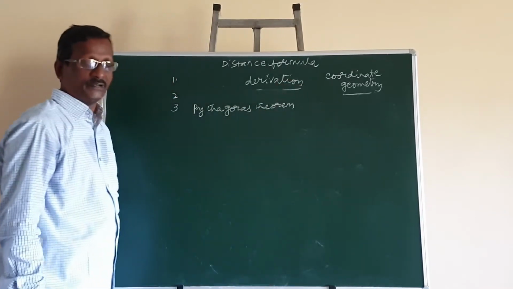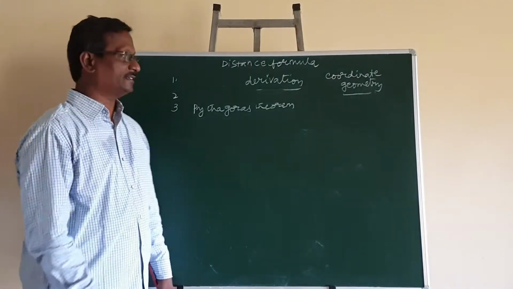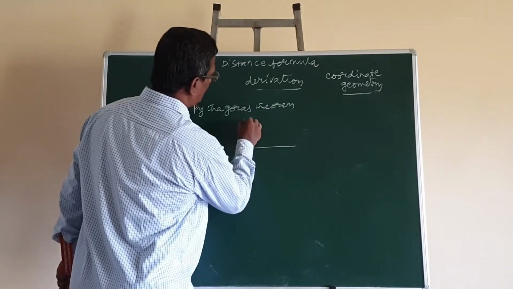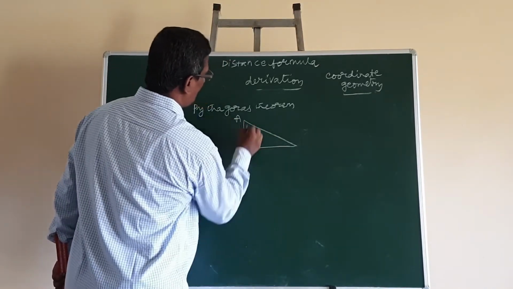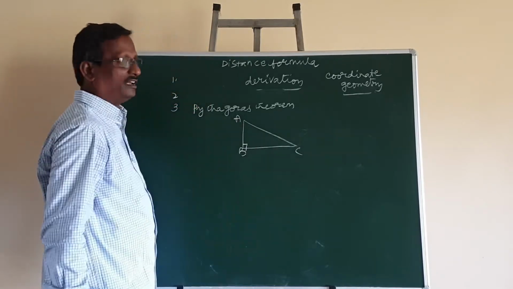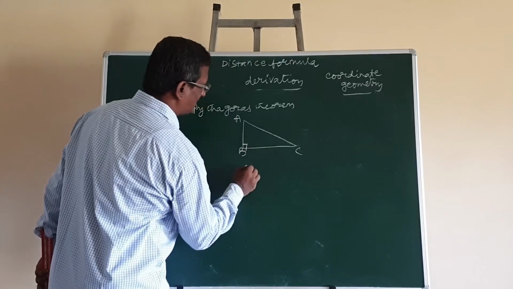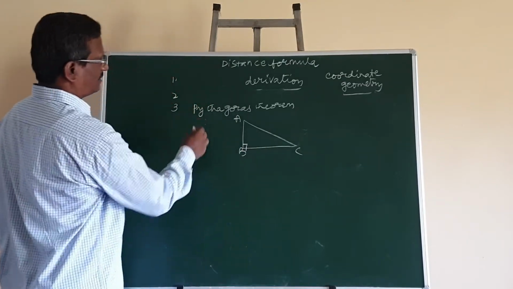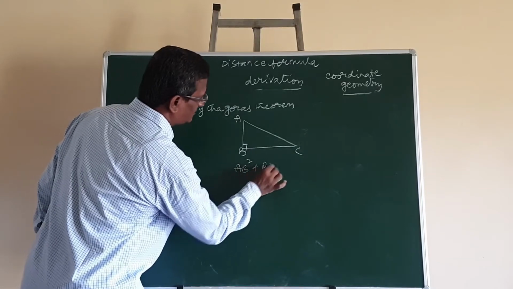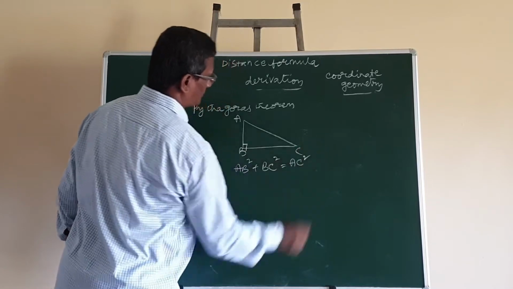The third point is Pythagoras theorem. Here, the Pythagoras theorem goes like this. Suppose ABC is a right triangle, with AB and BC the two right angle making sides, and opposite to this right angle, the hypotenuse AC. The Pythagoras theorem states that the sum of the squares of the right angle making sides is equal to the square of the hypotenuse.